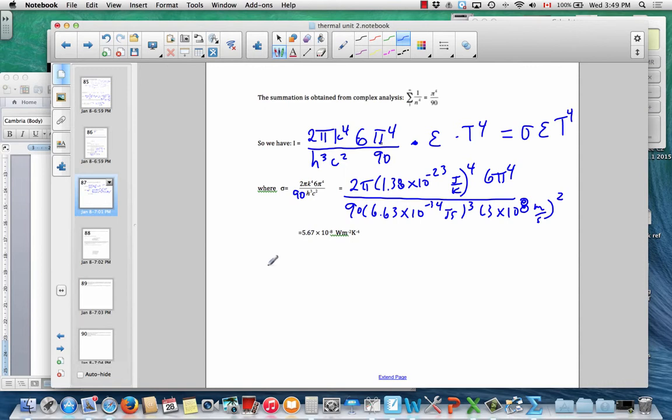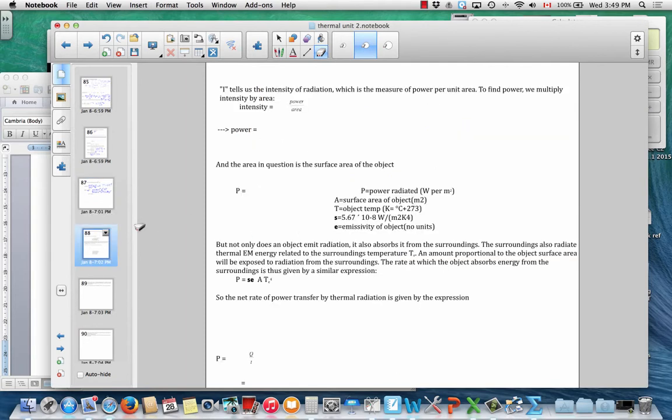So our intensity then is given by sigma epsilon T to the 4th. I guess I don't need to write it again, where this is the value of sigma. Now that's called Stefan's constant. But we're not done yet, because intensity is a ratio of power to area, watts per square meter. So the power will be the product of the intensity and the area.